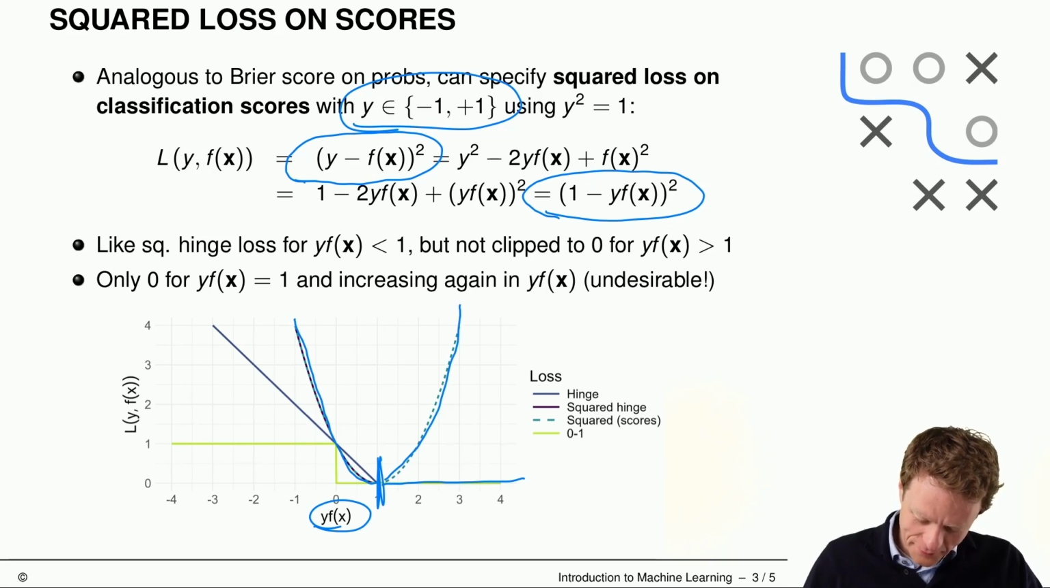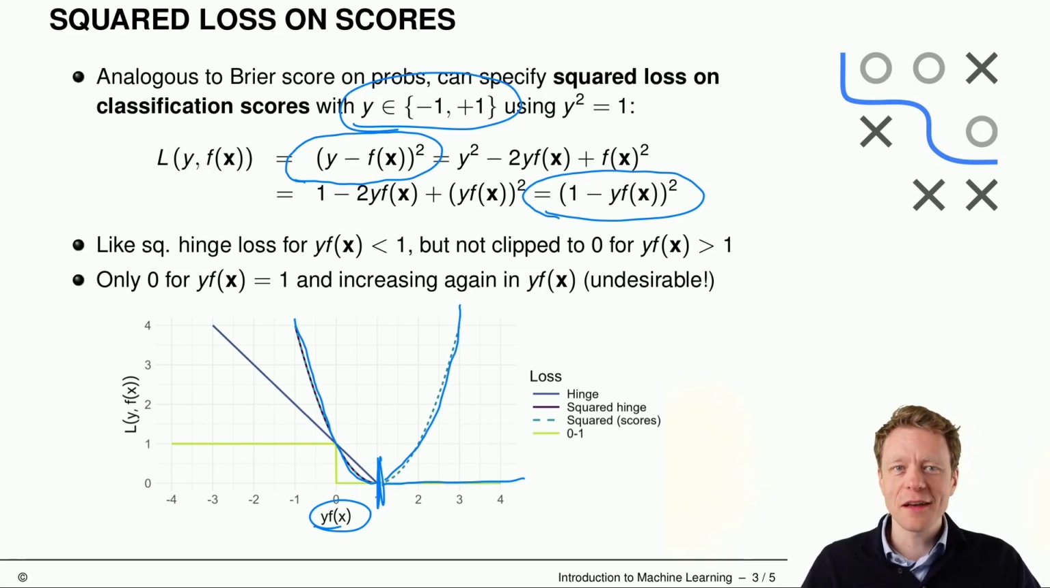Which is really weird and very undesirable, because this means if we have very confident correct predictions, this would be penalized by the squared loss on scores. Okay, so that's ridiculously bad for a loss function, I would say. So yeah, I would advise against using squared loss on scores.